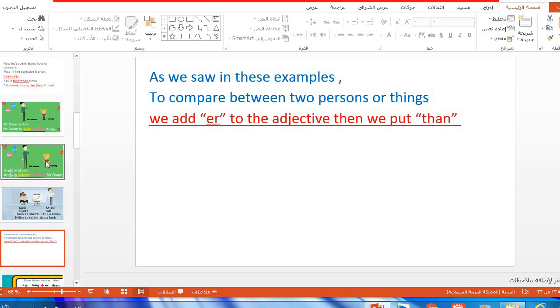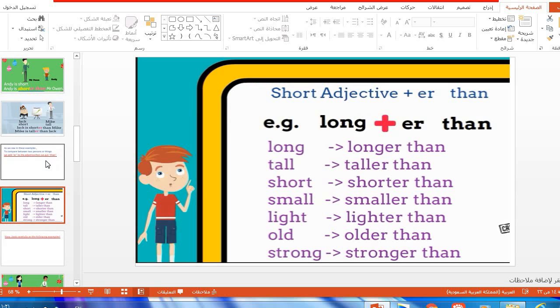As we saw in these examples, to compare between two persons or things, we add er to the adjective, then we put than. So, long will be longer than, tall will be taller than, short will be shorter than, small will be smaller than, light lighter than, old older than, strong stronger than.